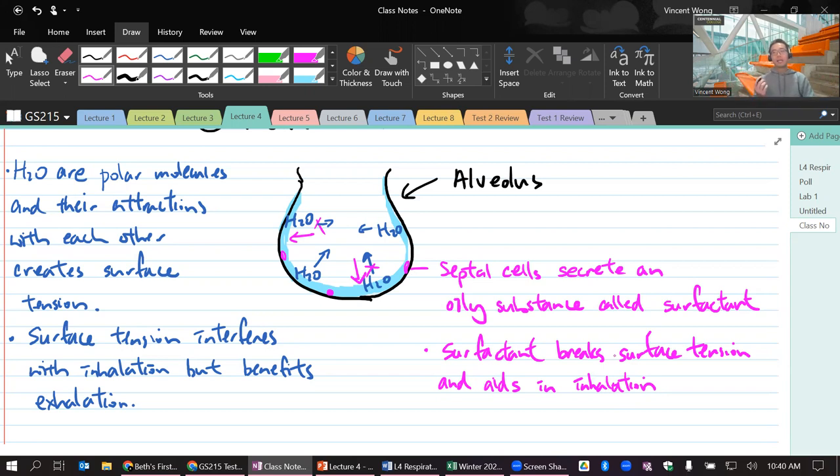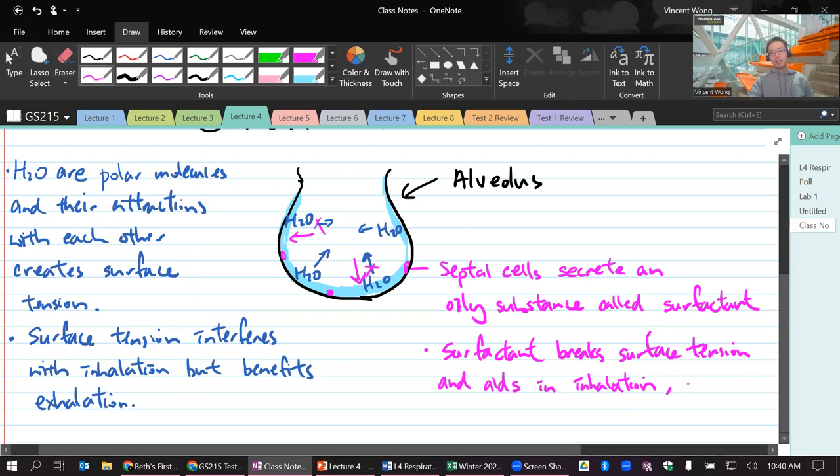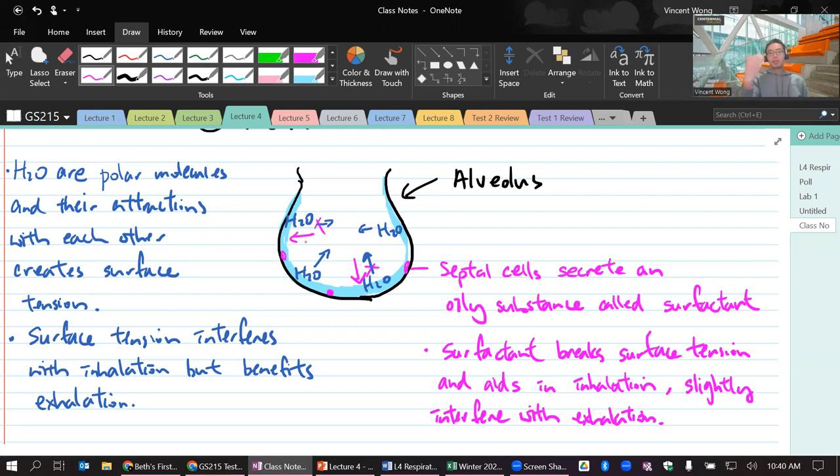So now breathing out is not as easy. I mean, it's still relatively easy, but because you break up some of the surface tension, it will slightly interfere with exhalation. So these are very delicately balanced opposing forces in your lungs that allow inhaling and exhaling to occur without too much effort. Okay, having too much of one over the other is not a good thing. It's all about balance. Okay, having the right ratio. All right.